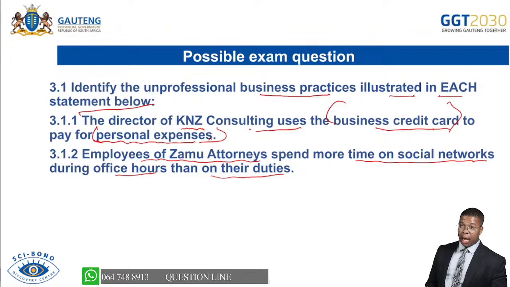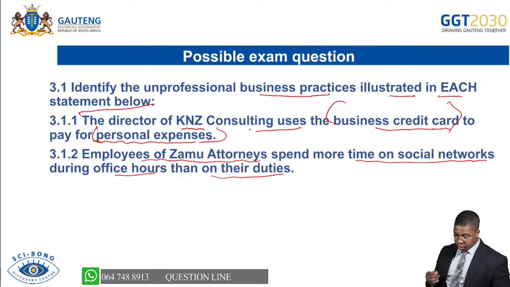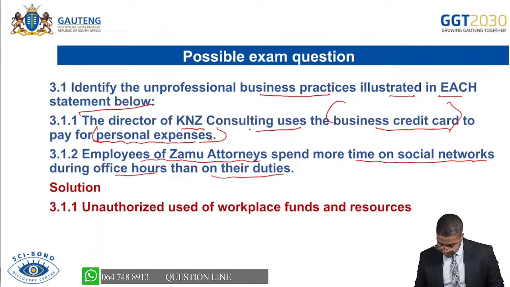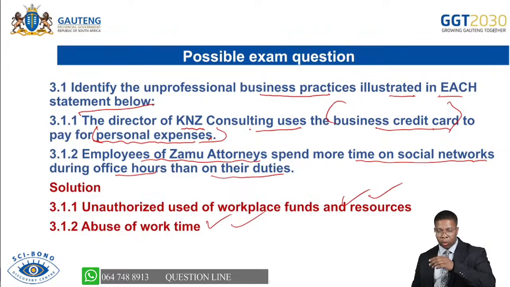Abuse of work time, because you're supposed to be working but you are busy on TikTok or on Facebook or on Instagram. You want to trend while you're supposed to be working. You're abusing work time. So the answer here is unauthorized use of workplace funds together with what? Abuse of work time. You cannot be trending while you're supposed to be working. So that is now abuse of work time. That is unprofessional. We cannot say the business is abusing work time. Who's working? It is the worker. Hence we say abuse of work time.